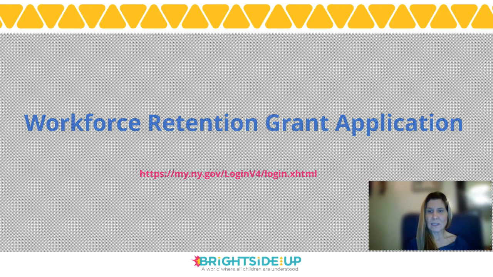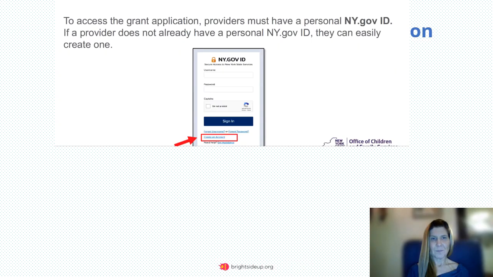Most of you should have received an email from OCFS with a link directly into the grant portal. If you did not receive that email or you're having a hard time getting in, copy and paste this link into your browser. Once you have clicked on the link, it'll direct you to the newyork.gov login screen. You'll be asked to log in, enter in your username and your password, and sign into the portal.